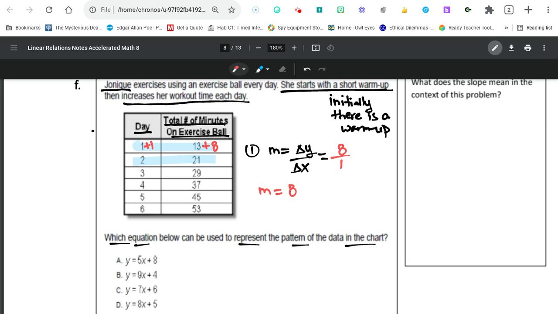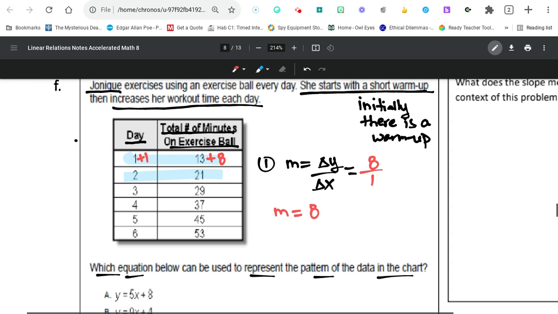Now, what does that 8 actually represent? I told you if it was real life, you have to tell me what it represents. You just can't put 8. So let's just take a look at our variables. So one variable is in the unit day, and one variable is in the unit minutes, number of minutes. So days and number of minutes. And it's total number of minutes on the exercise ball. Basically, how many minutes is she exercising? Okay, the number of minutes that she exercises depends on what day it is, because if her days start to increase, the number of minutes start to increase.